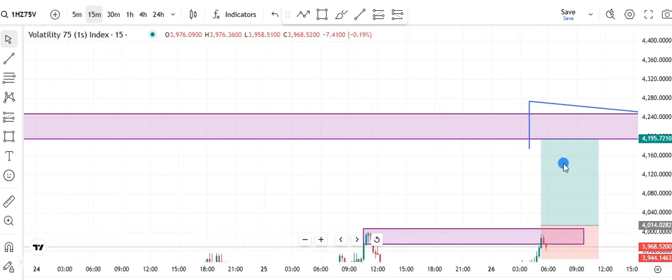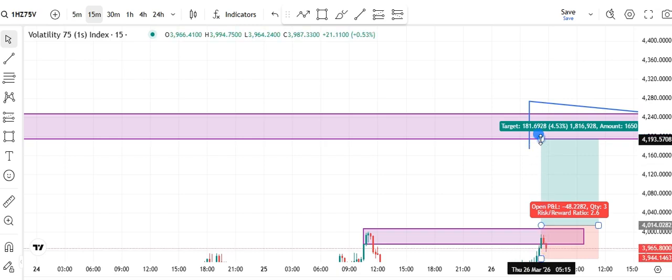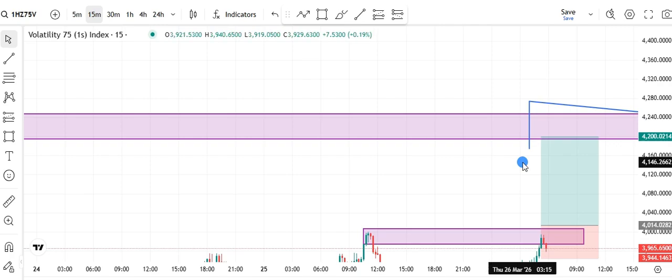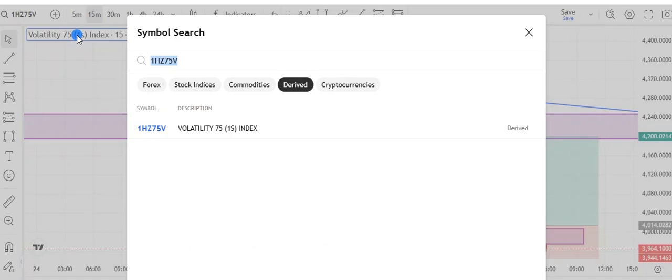So our entry comes up mainly at this level, but for the scalpers, if this happens to close rejected, they see a bullish candle fully closed, they can go long on it. Stop loss below that rejection, just like where it is right now. Your take profit should be somewhere around the 4,200 level. So this is a perfect trade for entry. Alright, now let's go to the next one, which is Volatility 75.